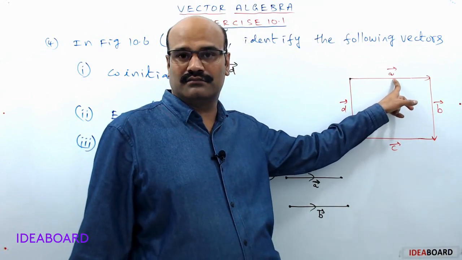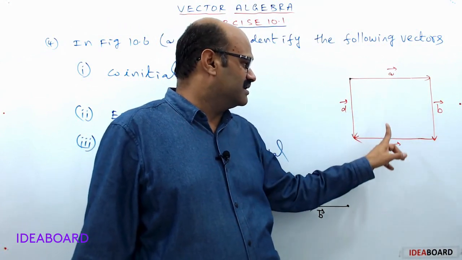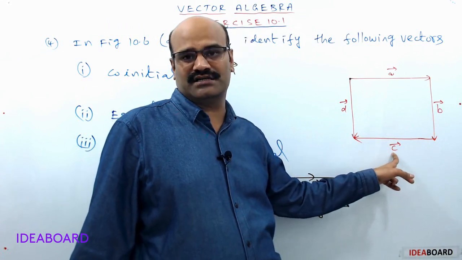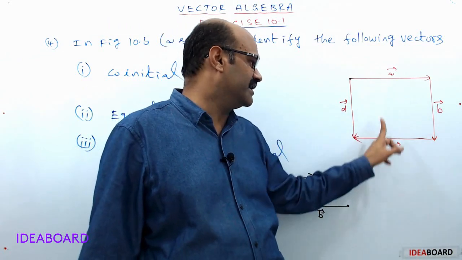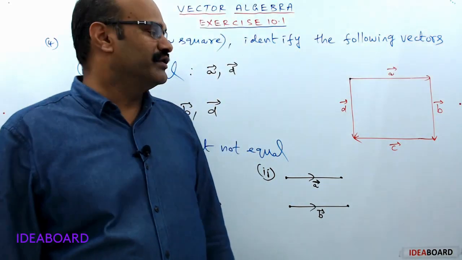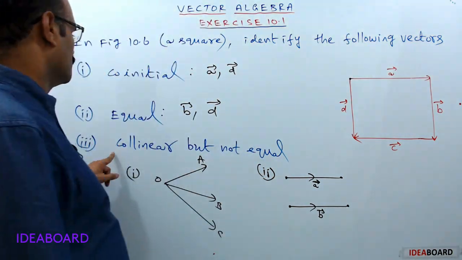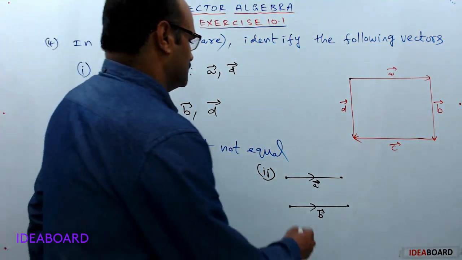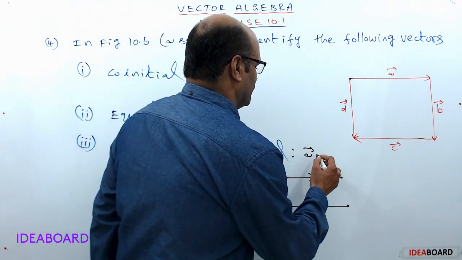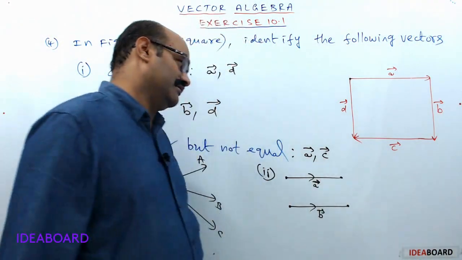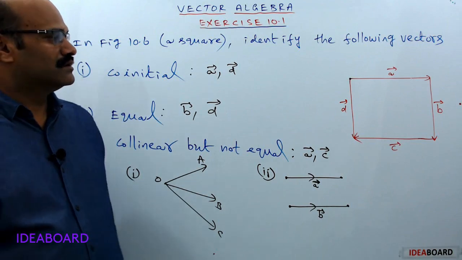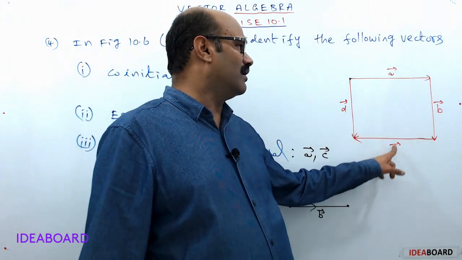vector A's direction is not equal to vector C's direction. These two have opposite directions. So we say that collinear but not equal means here vector A, vector C. Here vector C is the negative of vector A.